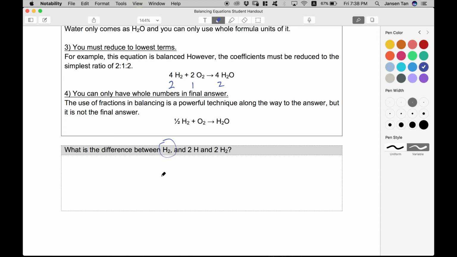So H2 refers to 2 hydrogen atoms that are chemically combined. So this is a hydrogen molecule. 2H simply refers to 2 different hydrogen atoms and they are not combined, so separate. 2H2 will be 2 hydrogen molecules. And this is how we can represent them. Okay, so hopefully you are clear as to what the numbers behind and in front actually mean.